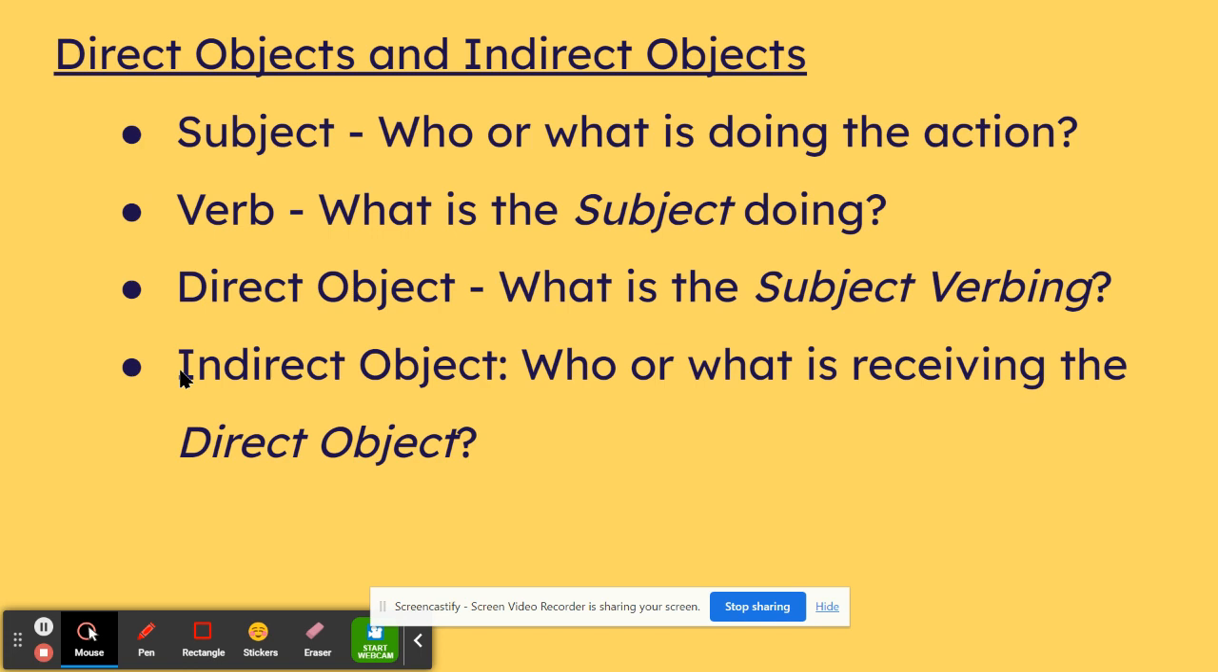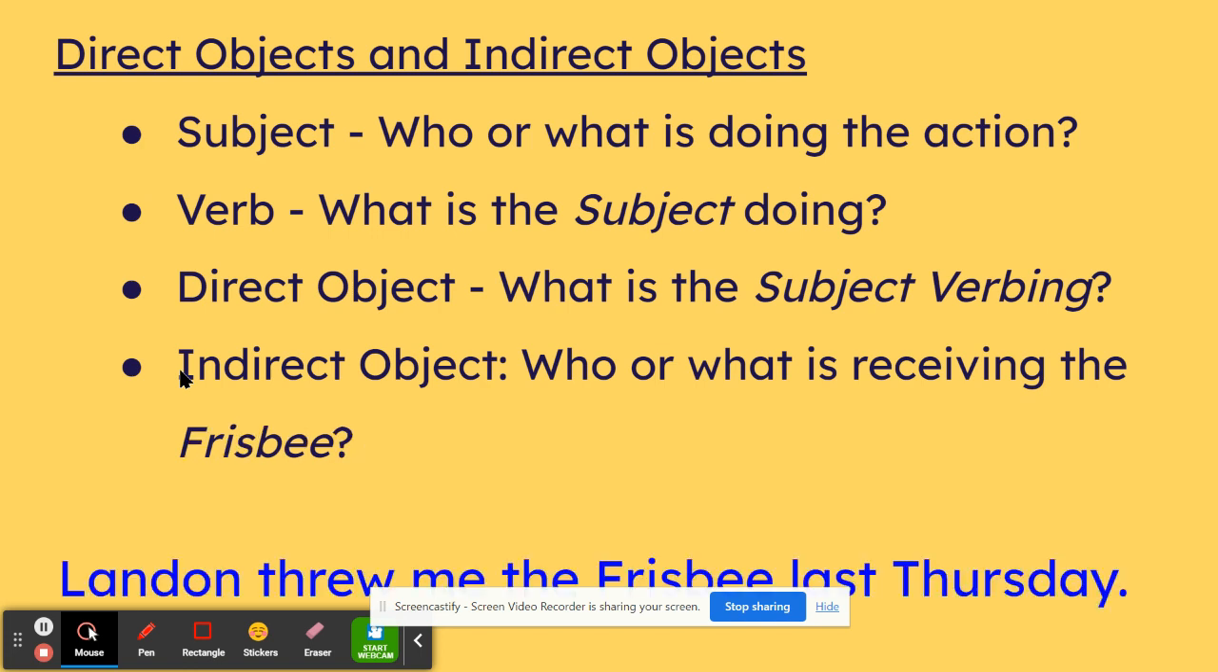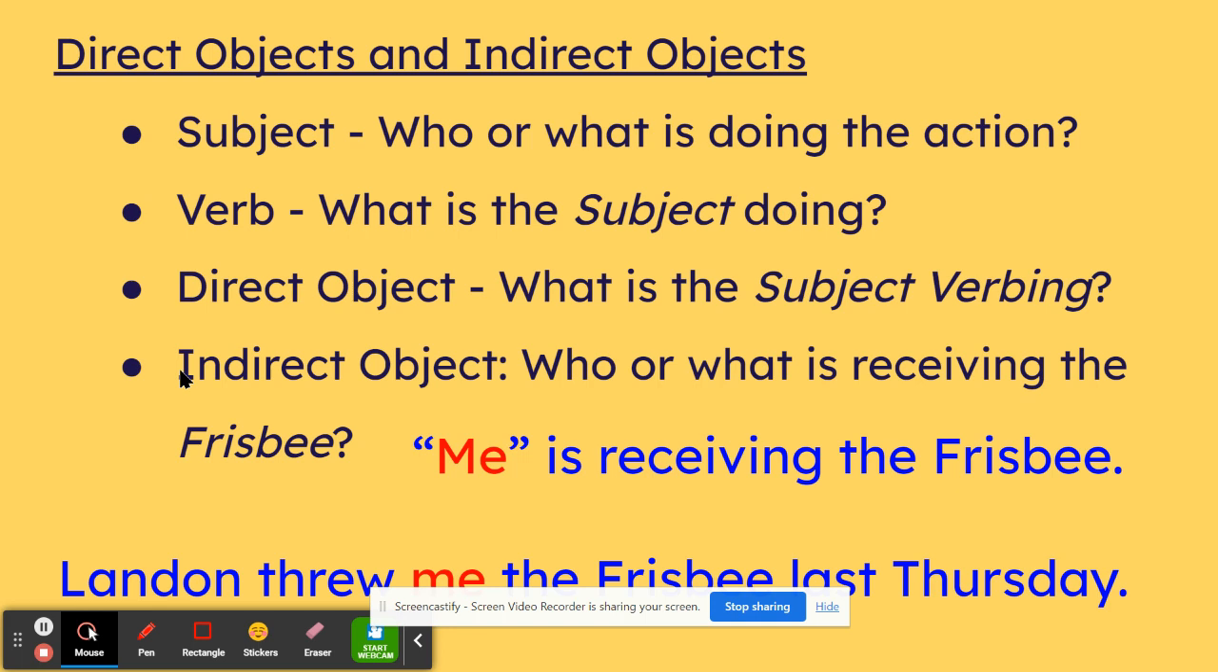In order to find the indirect object, we need to ask who or what is receiving the direct object. If you'll remember, the direct object, we said, was "frisbee." So if we look at the sentence, "Landon threw me the frisbee last Thursday," and "frisbee" is our direct object, we ask who or what is receiving the frisbee. And the word "me" in this sentence is the word that is receiving the frisbee. So "me" is our indirect object.